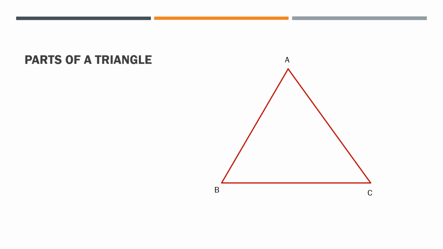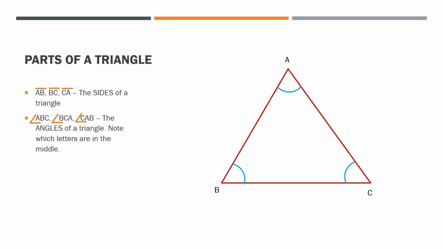What are the different parts of a triangle? ABC is a triangle. We will look at the different parts of the triangle now. AB, BC, CA. These are the sides of a triangle. These are all line segments which are connected.